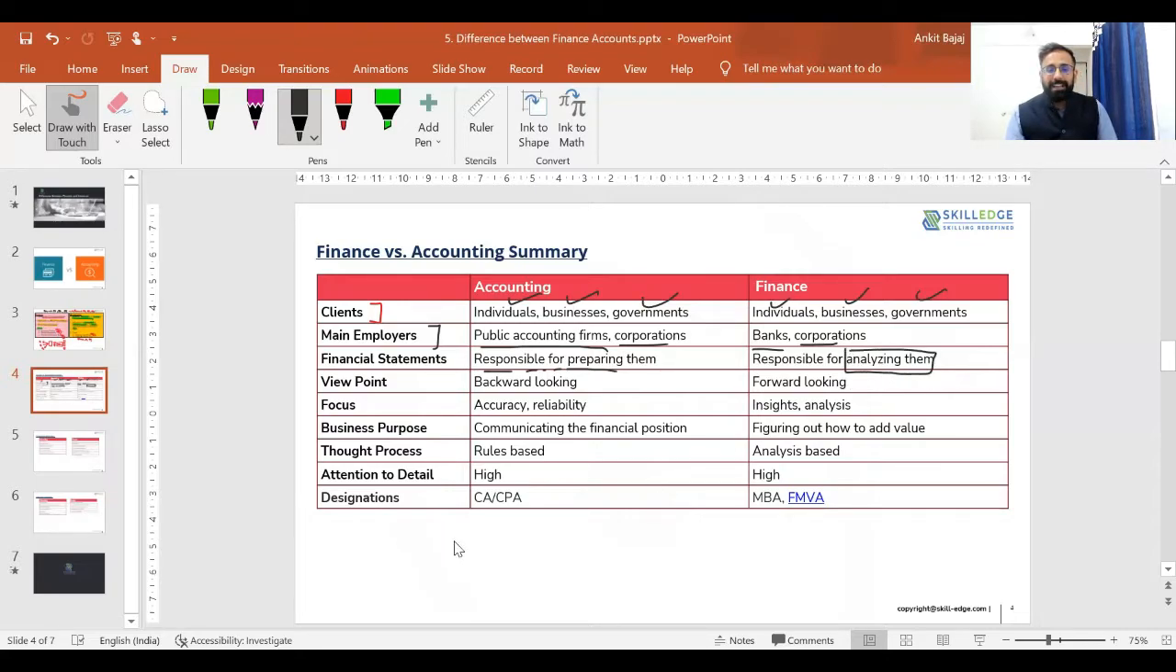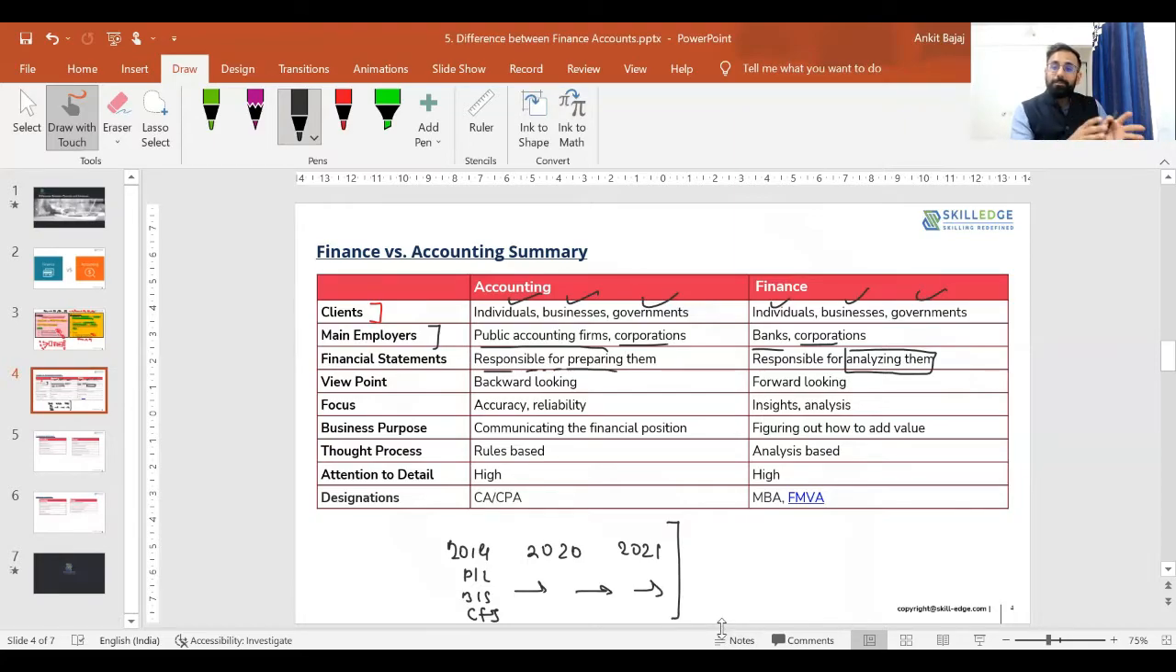So let's suppose I take the example of an accountant. What will the accountant be doing? The accountant will be preparing financial statements for the year 2019, for the year 2020, for the year 2021, right? Once the accountant has prepared the P&L, balance sheet, and cash flow statement, what will the finance person be doing here? The finance person will be analyzing these financial statements.